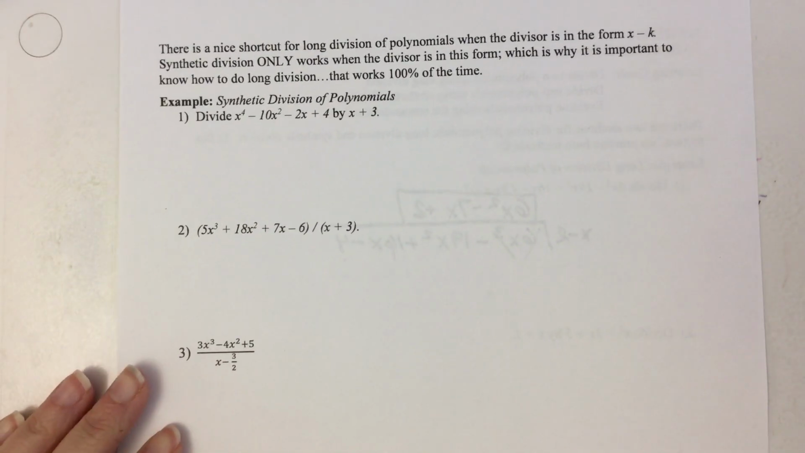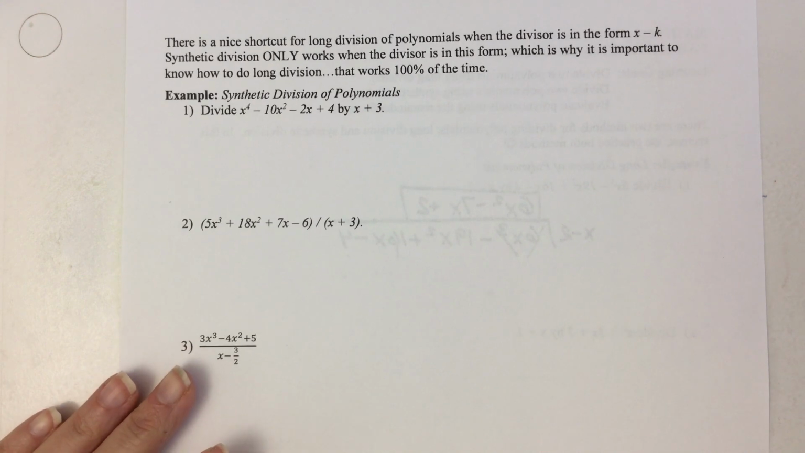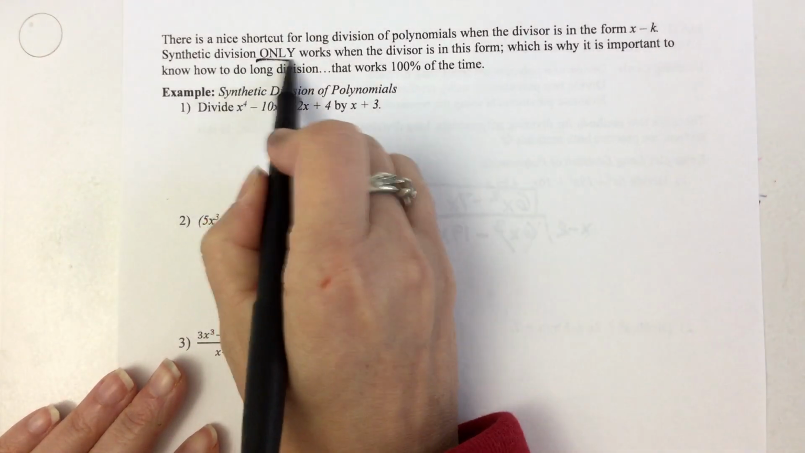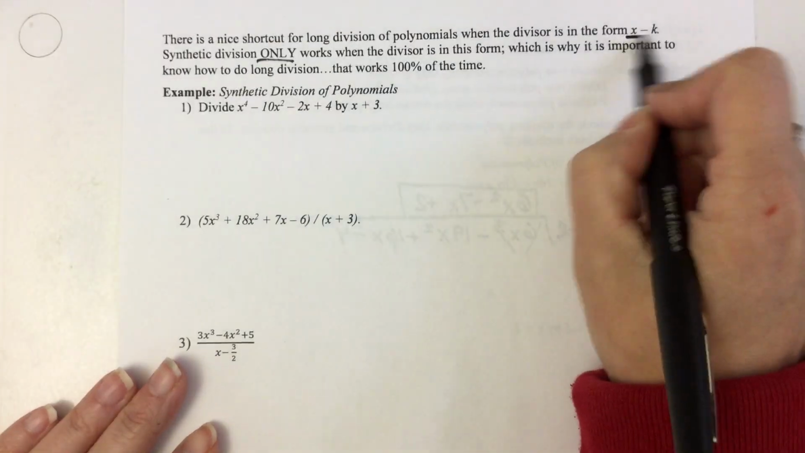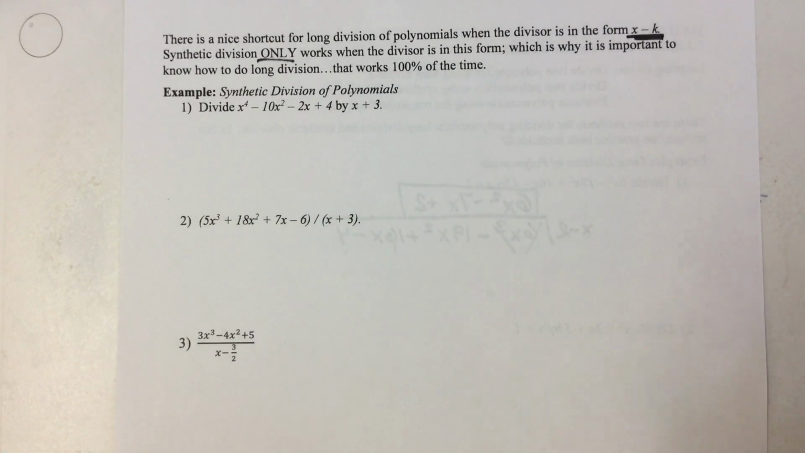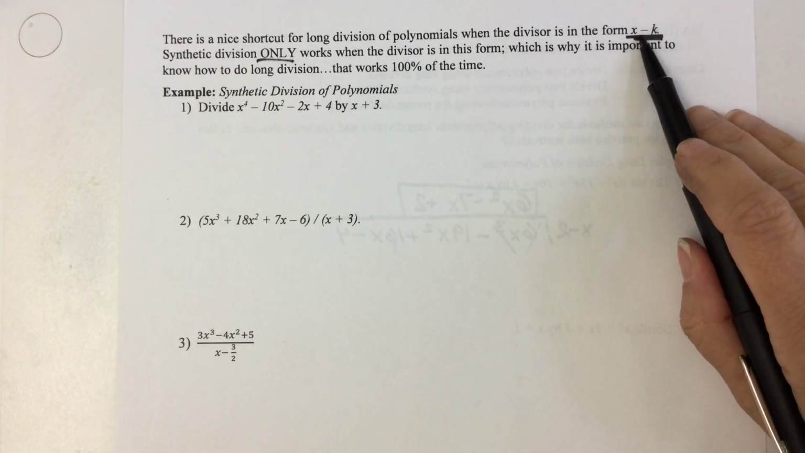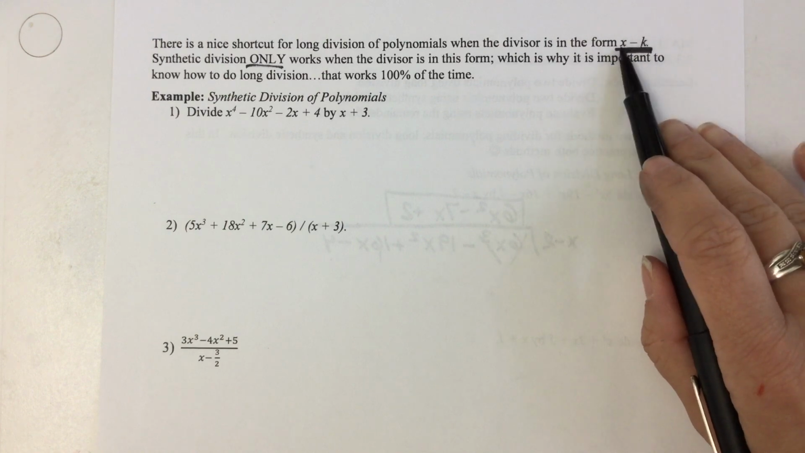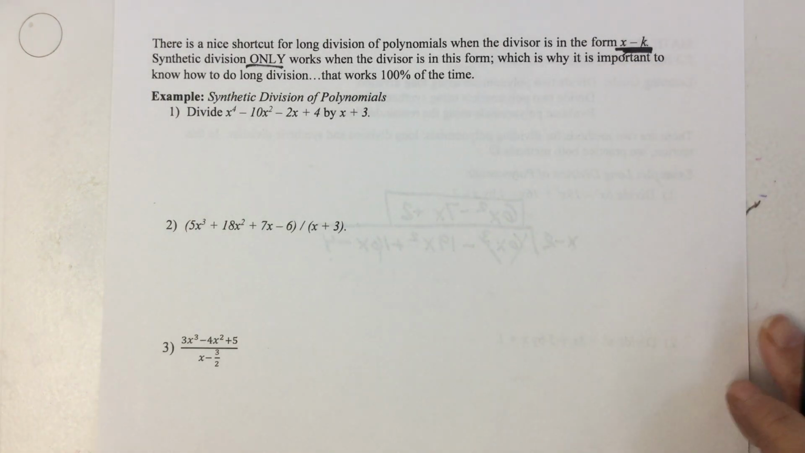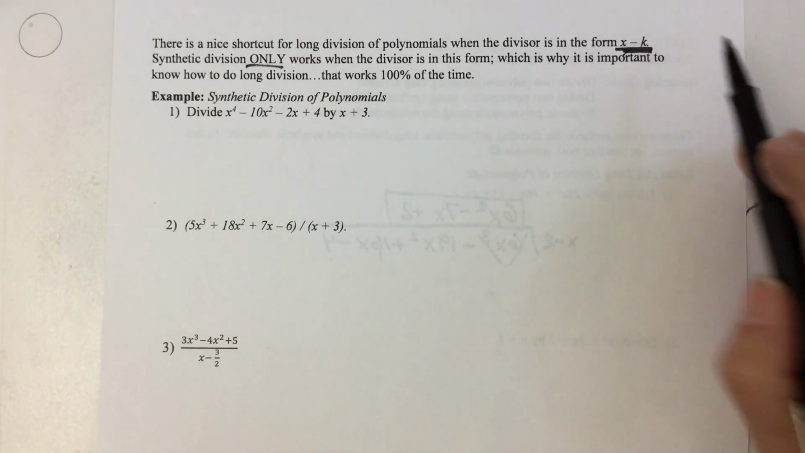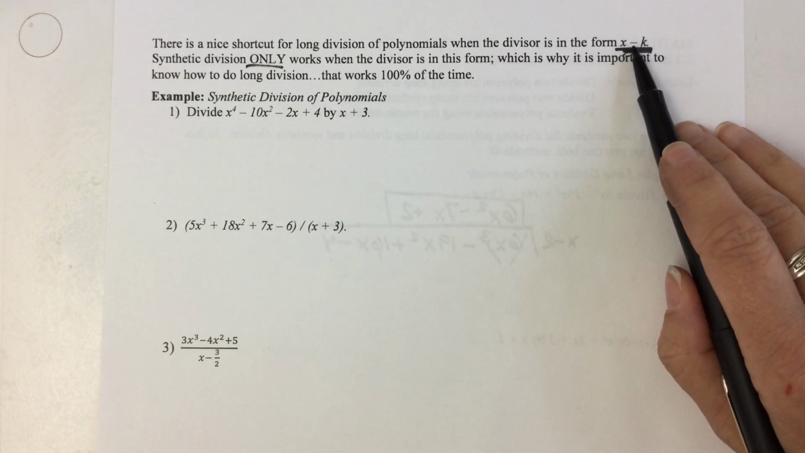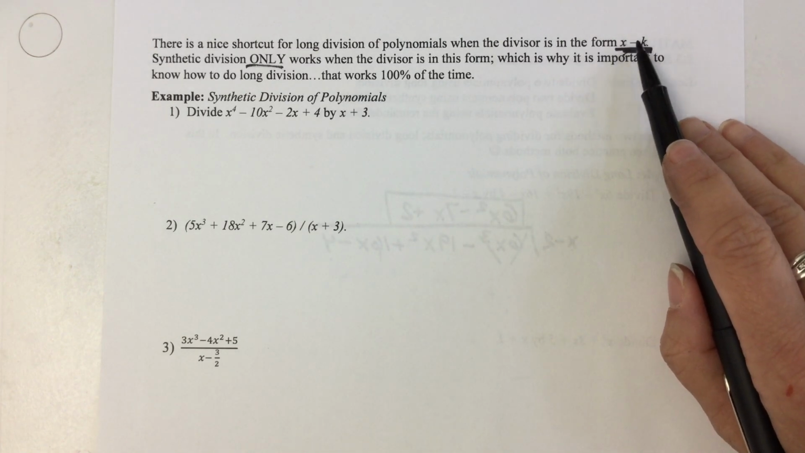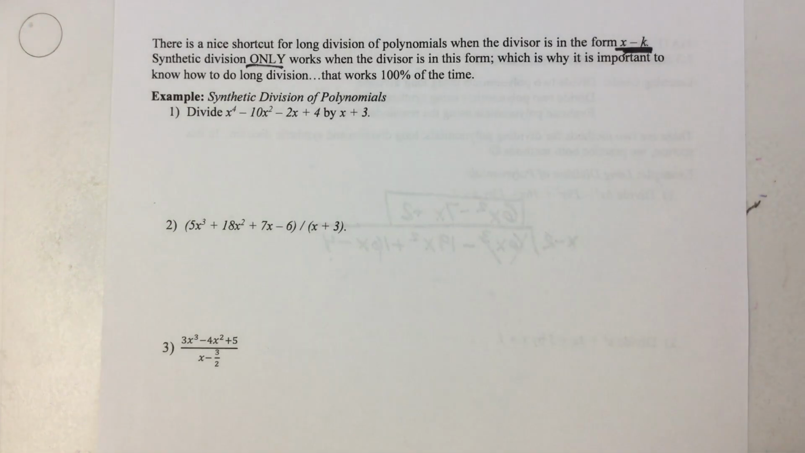Okay, there is a shortcut. It is called synthetic division, but it only works when the divisor is in this form, x minus k. So what you have to do is realize that the formula has a negative. If you have two values either being added or subtracted, and that's your divisor, it will be the opposite of what it appears because the formula is a negative. That's what you would use. Then what you can do is just use the coefficients.